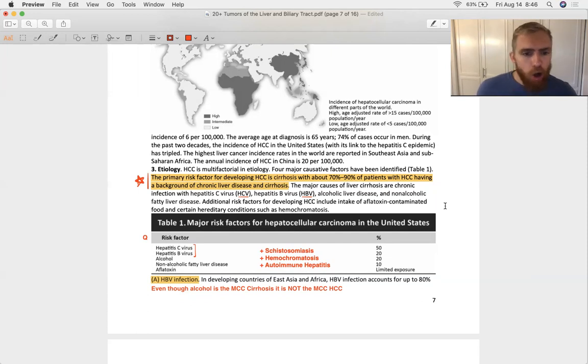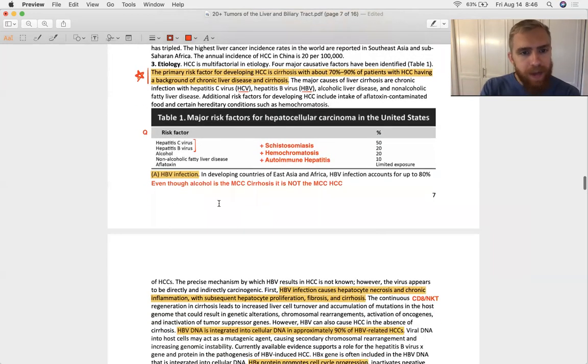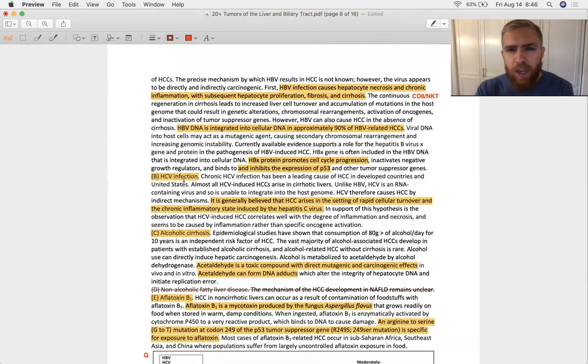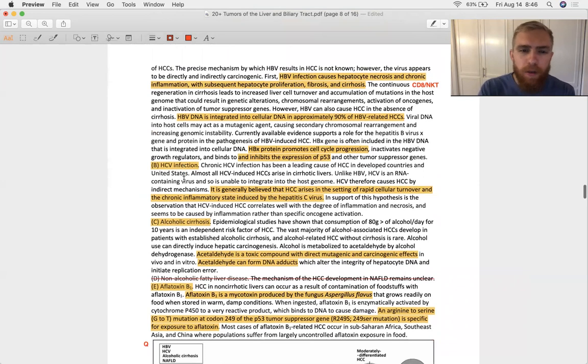Now, the most common cause of hepatocellular carcinoma is going to be hepatitis-mediated cirrhosis. And alcohol's kind of far down the list. Even though alcohol is the most common cause of cirrhosis, it's not the most common cause of hepatocellular carcinoma. Hepatitis is much more common. And this SDL at the top of page 8 gives you a primer on Hep B and Hep C before we get to those full-length SDLs.